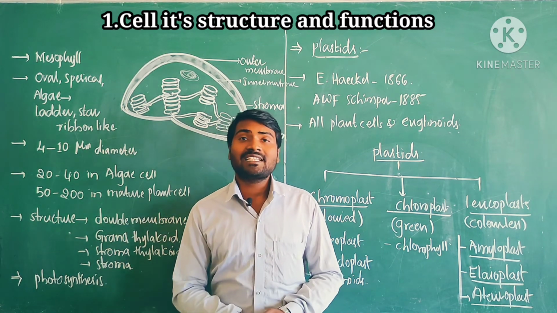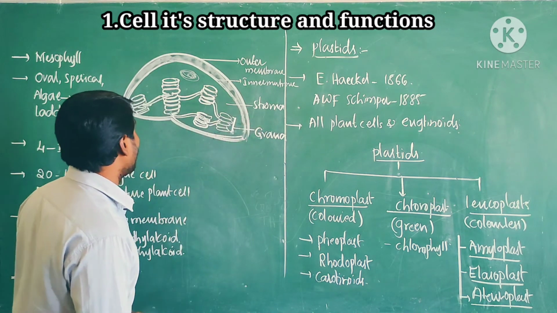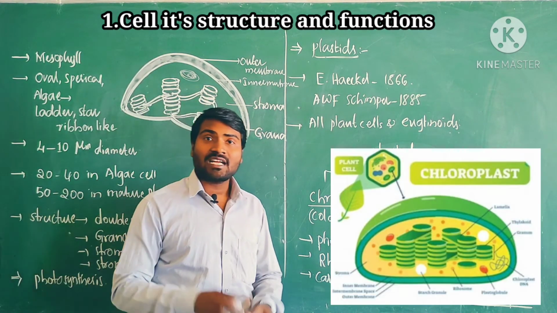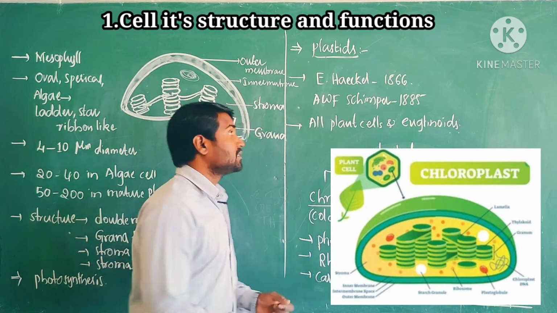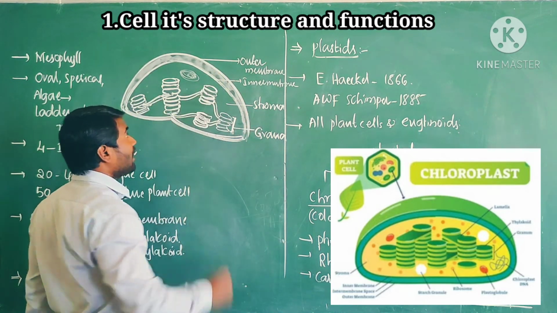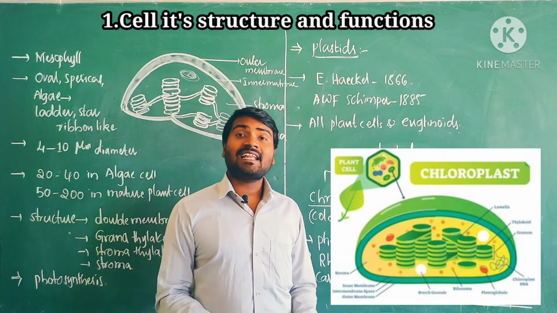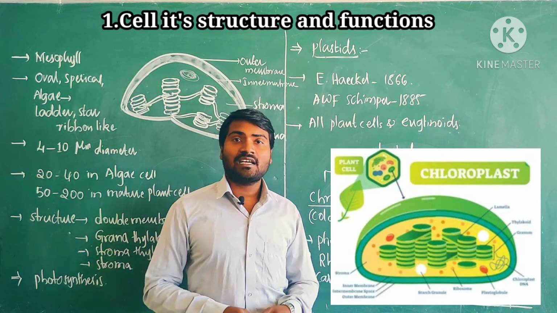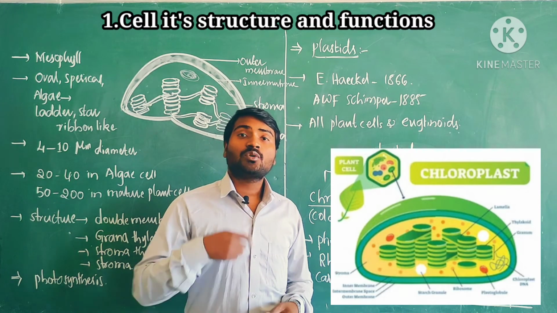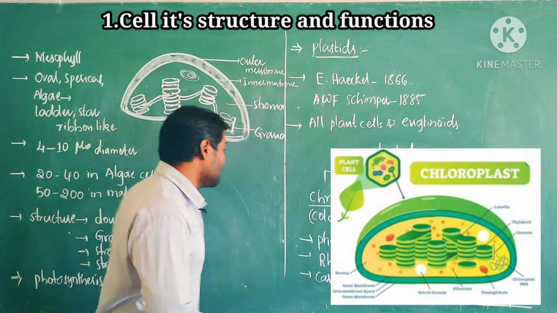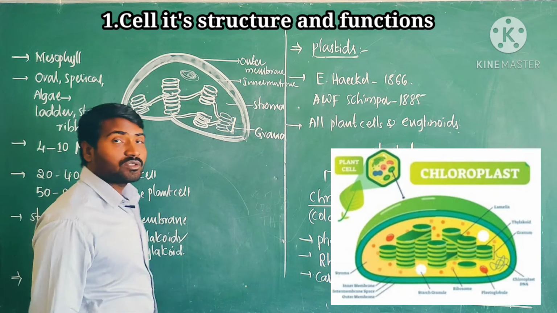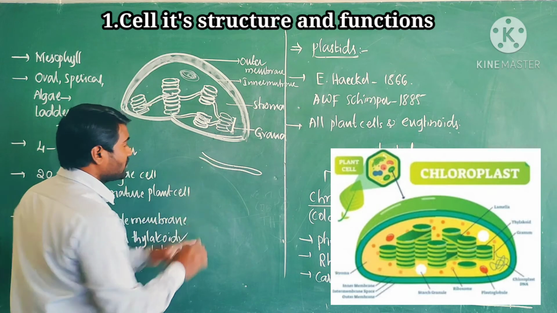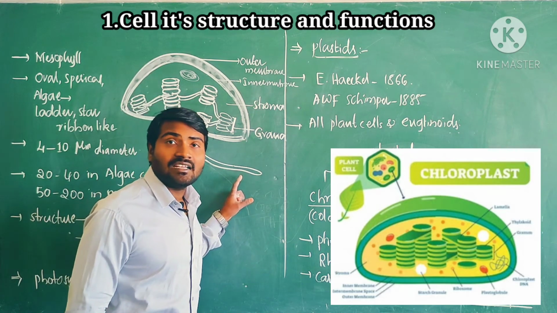If we talk about the structure of the chloroplast, it is mostly made up of two membranes. We can see the outer membrane and the inner membrane, and centrally there is one more membrane present which forms stalk-like, branching structures. These stalk-like structures are called thylakoids. We can see these types of branching-like structures.